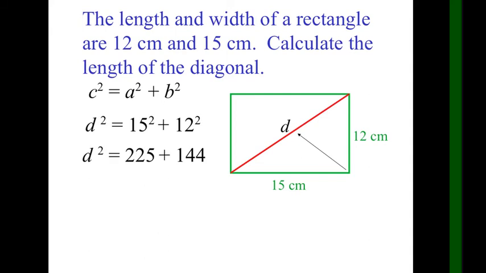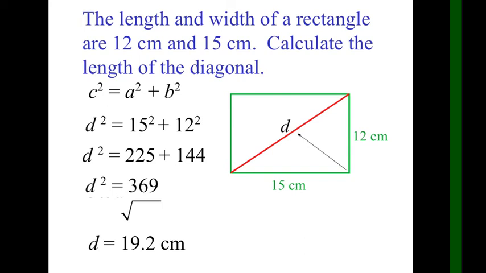So, yung area ng isang square is 225, yung isa naman is 144. Then i-add natin, makukuha natin is 369. So, para ma-cancel natin ulit yung squared ng d, square root natin both sides. So, get the square root of 369. Ang makukuha mo is 19.2 centimeters. Okay, so that's the measurement of the d.